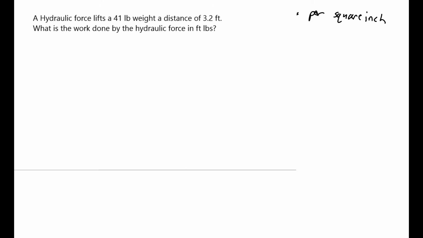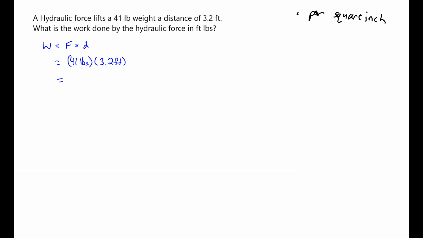Number 1. A hydraulic force, let's say 41-pound weight, a distance of 3.2 feet. What is the work done by the hydraulic force in foot-pounds? So we're looking for work, so work equals force times distance. In this case, our force is 41 pounds, and our distance is 3.2 feet. And what do we get for the total work done?